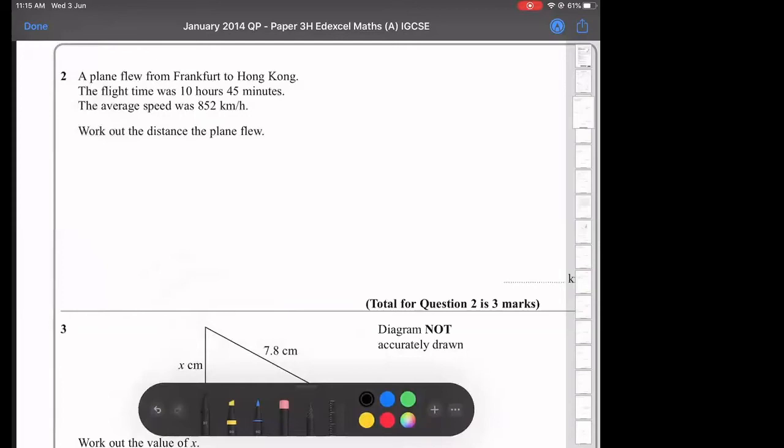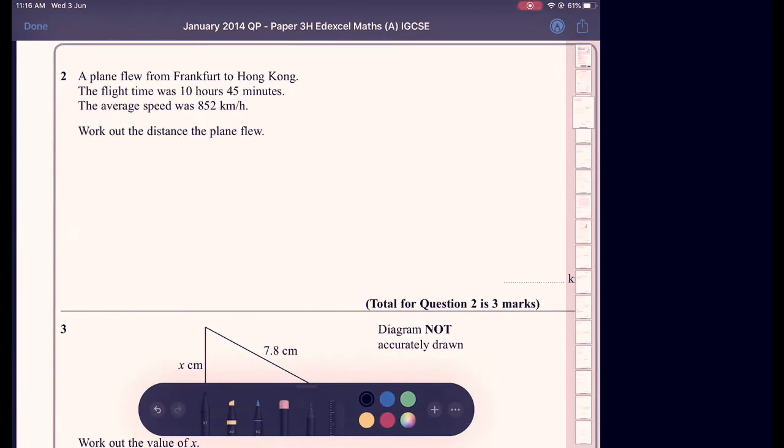A plane flew from Frankfurt to Hong Kong. The flight time is given as 10 hours 45 minutes. So we have to convert this into hours. 10 hours, so it'll be 10.75. 45 minutes means 45 divided by 60.